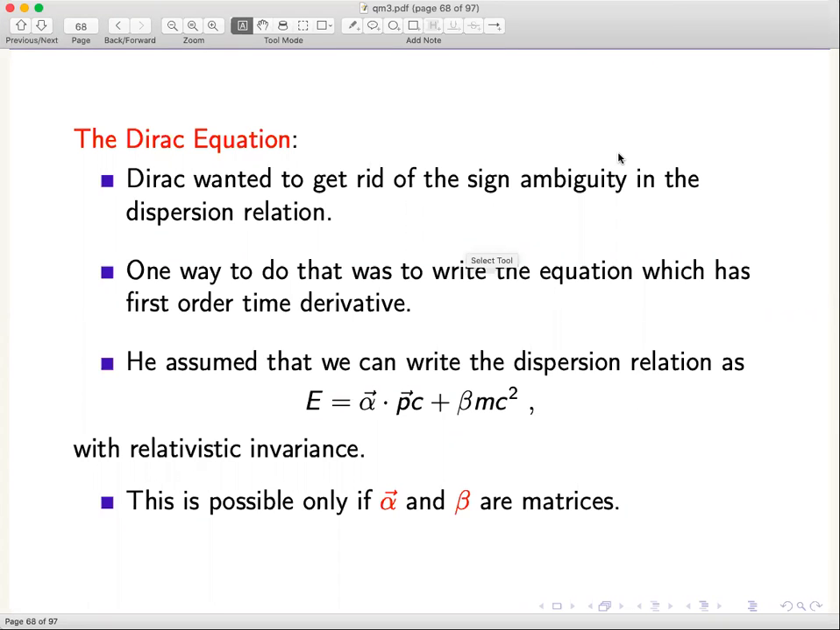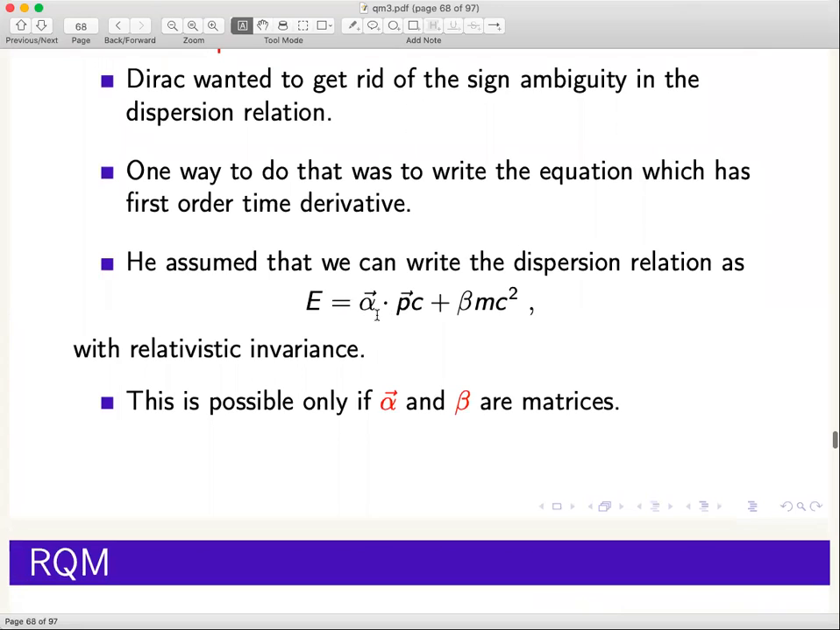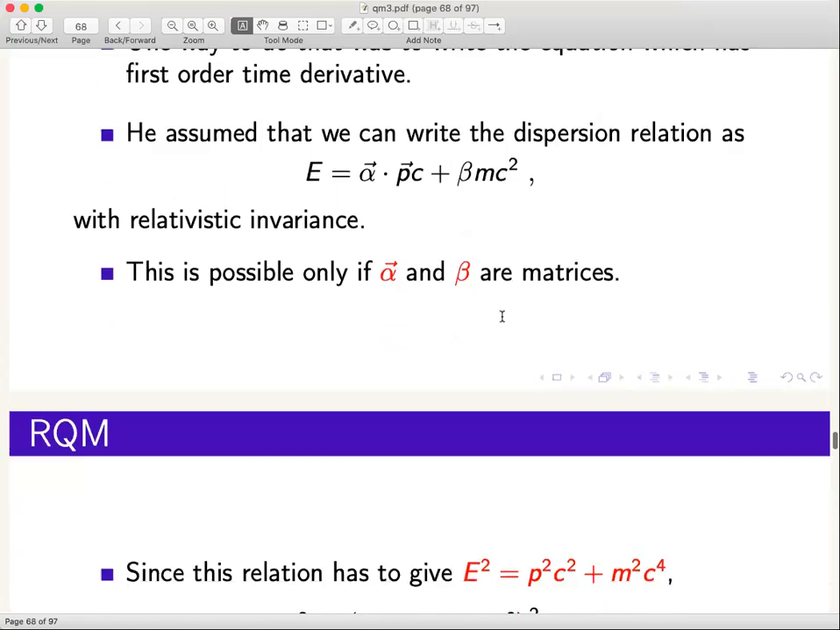Okay, so let's start with a recap of the Dirac equation that we started in the last lecture. Dirac wanted to basically get rid of the sign ambiguity that one encounters in the dispersion relation, and therefore he chose to write down a first order dispersion relation in the energy. If you write it in this particular form, alpha dot p times c plus beta m c squared, you realize that alpha and beta should be matrices.